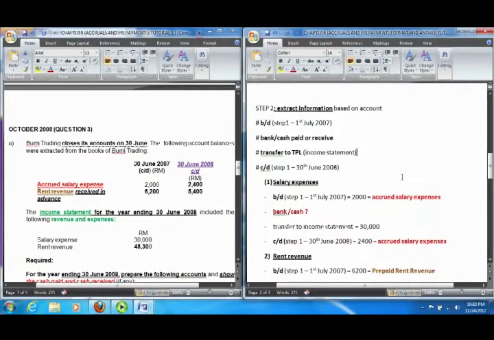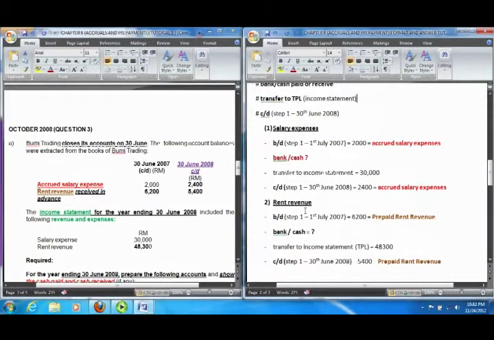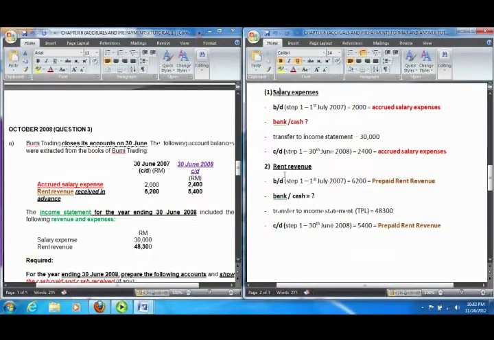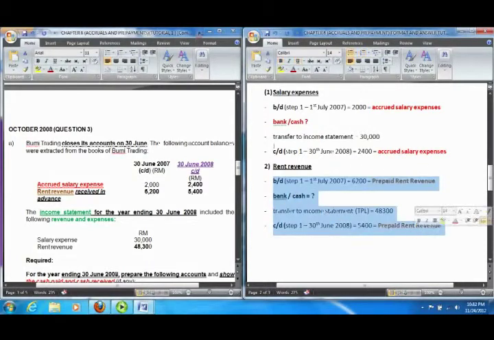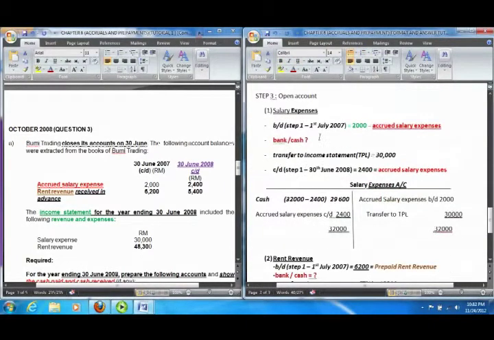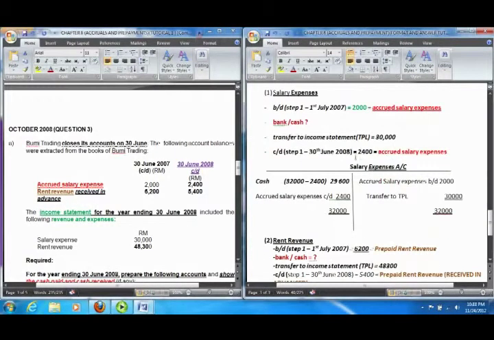First, you need to extract the information based on account. As in this question, you need to open salary and revenue accounts, right? So classify it based on account. First, salary expenses, you need all this information. Rent revenue also, you need all this information. Then you can construct the T account for both accounts, salary and rent revenue. So when you put salary, put back the information, then you only substitute. Where to put this BD is based on your information. Is it accrued or prepaid?